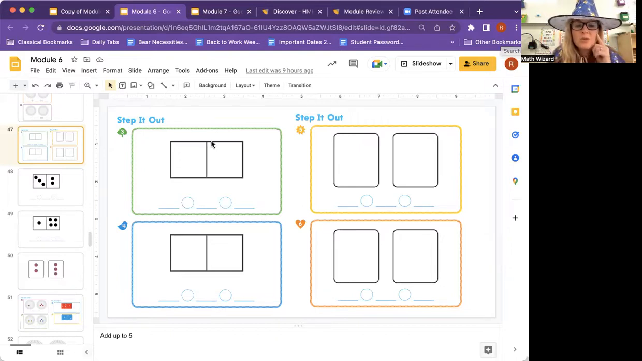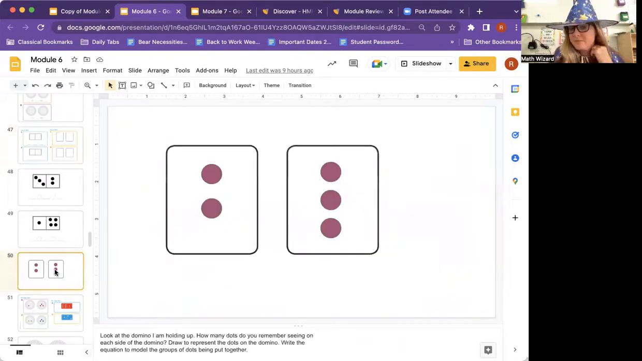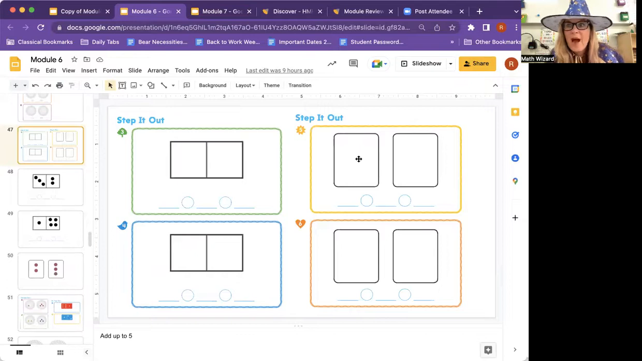I'm going to show you two cards. I want you to look at it. Look at it for a minute. Count how many are on one side and how many are on the other. All right. And go back. How many did you see? How many were on this side?